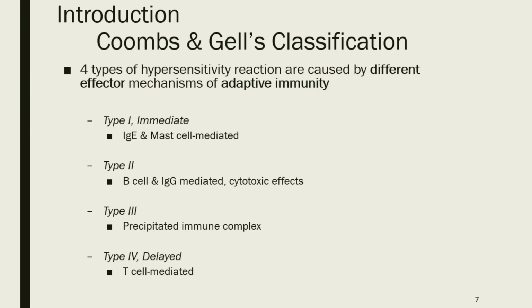Here is the rundown list of the overview of the different types. Type 1 is usually an immediate reaction caused mostly by IgE and mast cells. Type 2, on the other hand, is B-cell, IgG, cytotoxic effect. Type 3 is precipitated immune complex, and type 4 is delayed, T-cell mediated, all right? We will go through all of these types in great detail in this topic, so don't worry too much at this point.